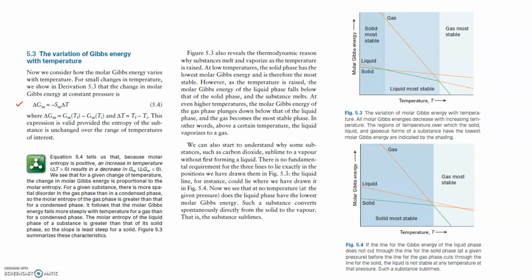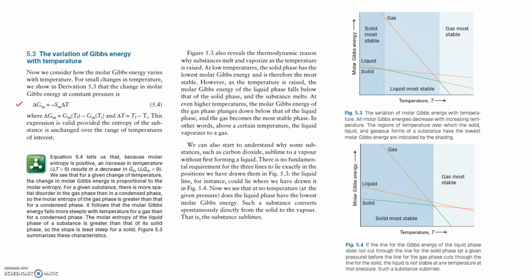Equation 5.4, the one we just showed, tells us that because molar entropy is positive, an increase in temperature results in a decrease in molar Gibbs energy. We see that for a given change of temperature, the change in molar Gibbs energy is proportional to the molar entropy. For a given substance, there is more spatial disorder in the gas phase than in a condensed phase, so the molar entropy of the gas phase is greater than that of the condensed phase. It follows that the molar Gibbs energy falls more steeply with temperature for a gas than for a condensed phase.